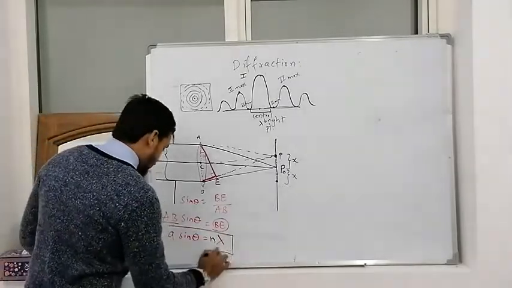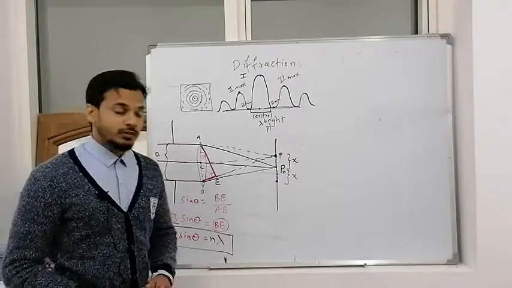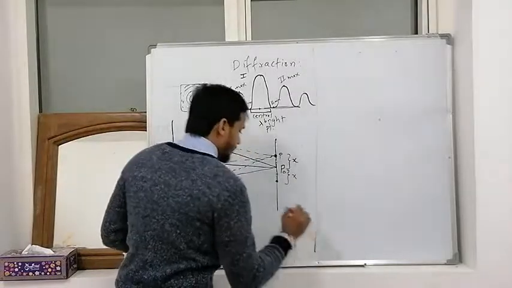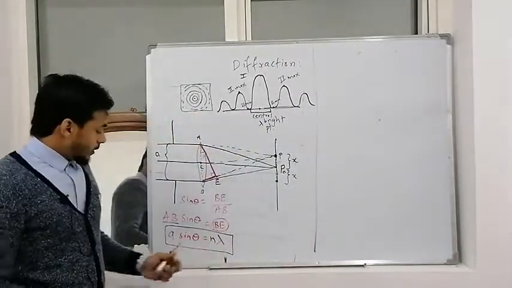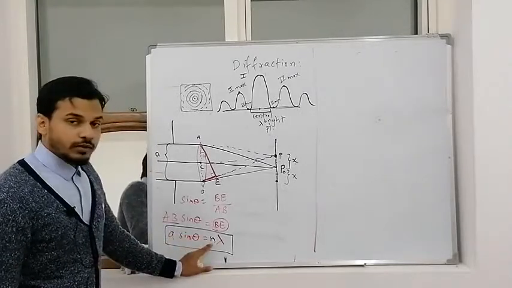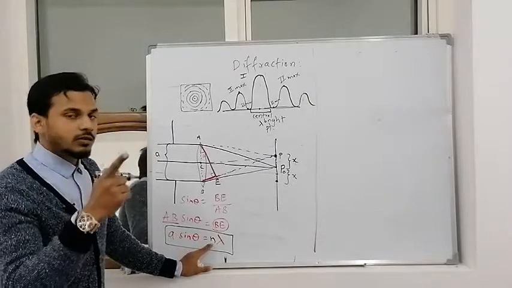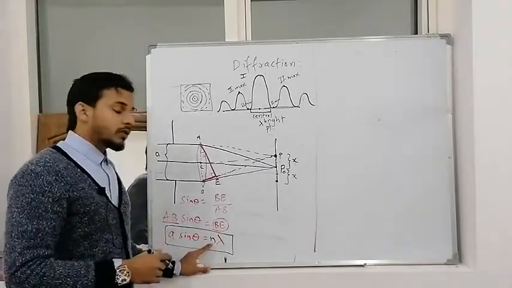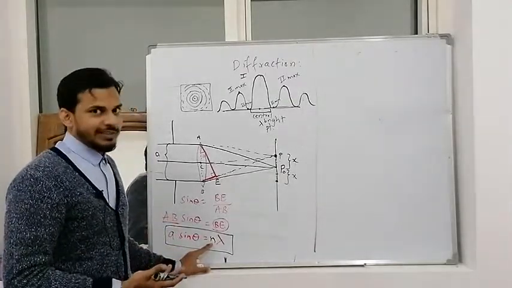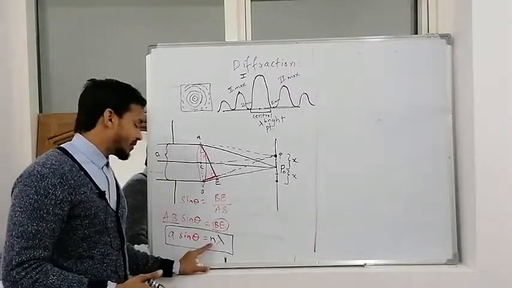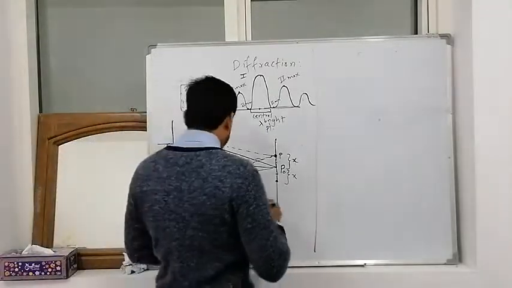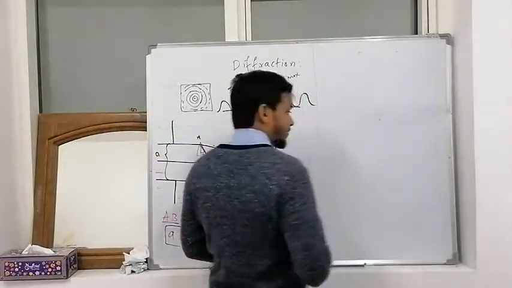Now we got this equation. Remember this: A sin theta equals n lambda. This is the equation for path difference. So what is the path difference? Quickly, you should remember lambda. Another thing, A sin theta. So this is the path difference.